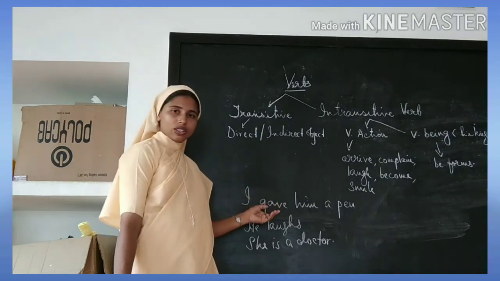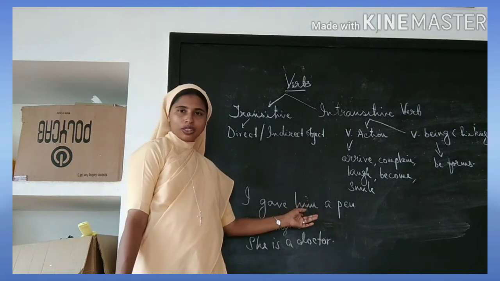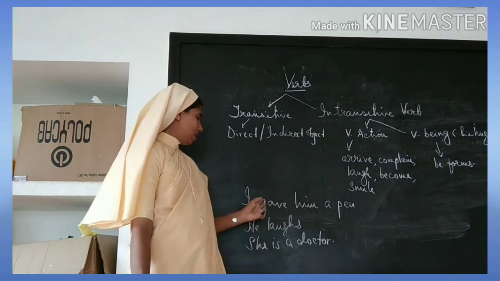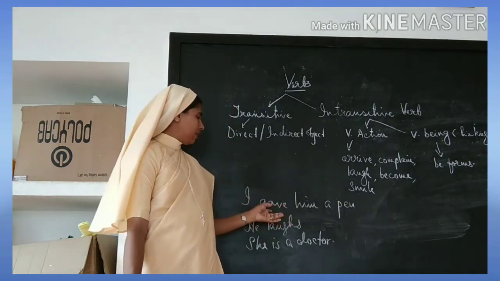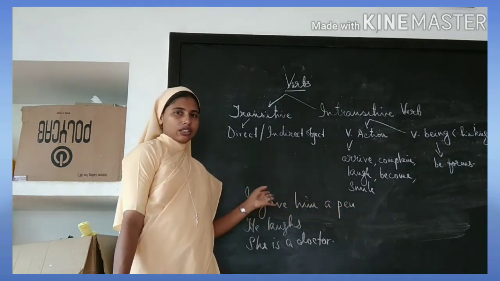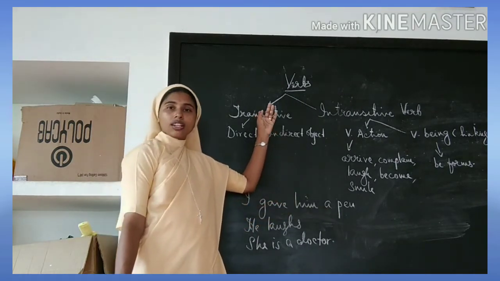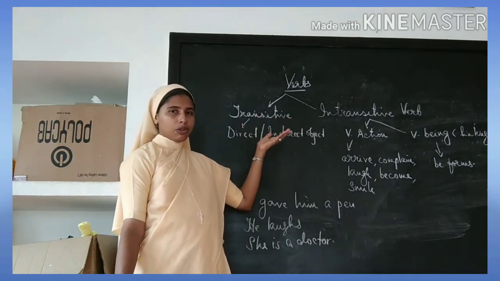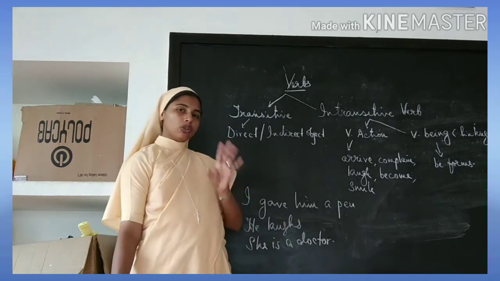If I ask the question, I gave whom a pen, you will get the answer him. So if you get the answer for whom, that is the indirect object. And I gave him what? A pen. If you get the answer to what, that is the direct object. So here it has two objects, and a transitive verb will have an object. Sometimes there will be only a direct object, sometimes only an indirect object, sometimes there will be both objects.